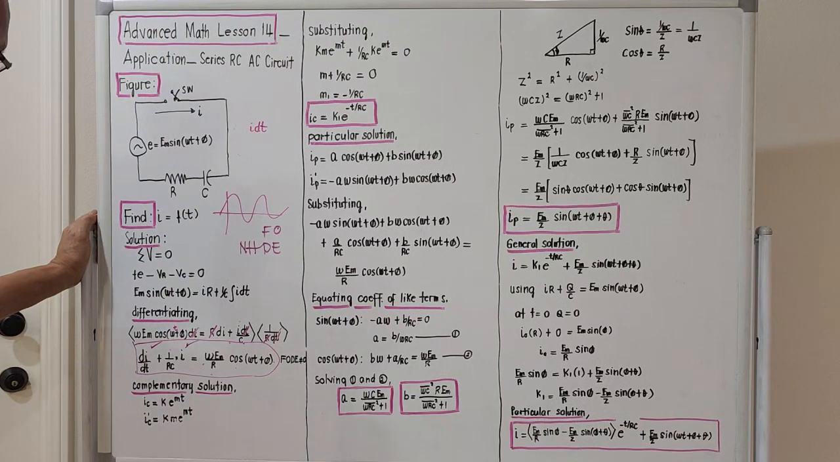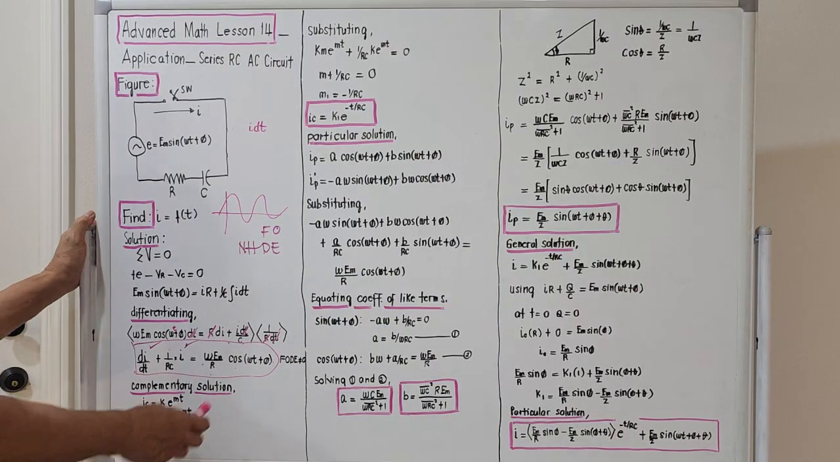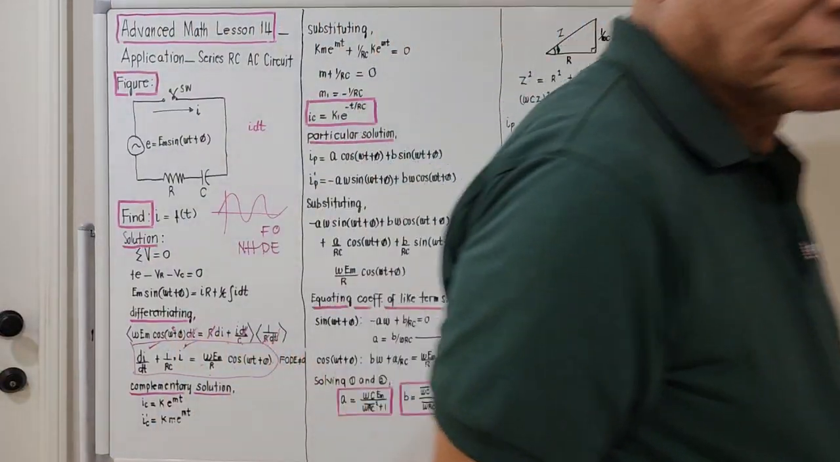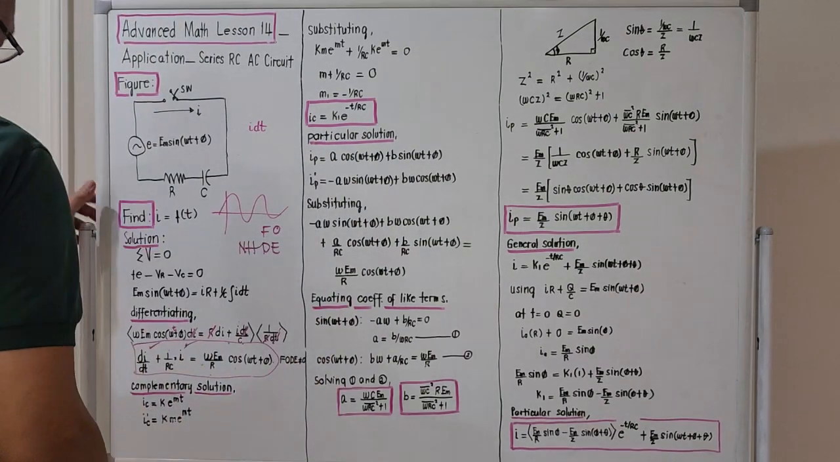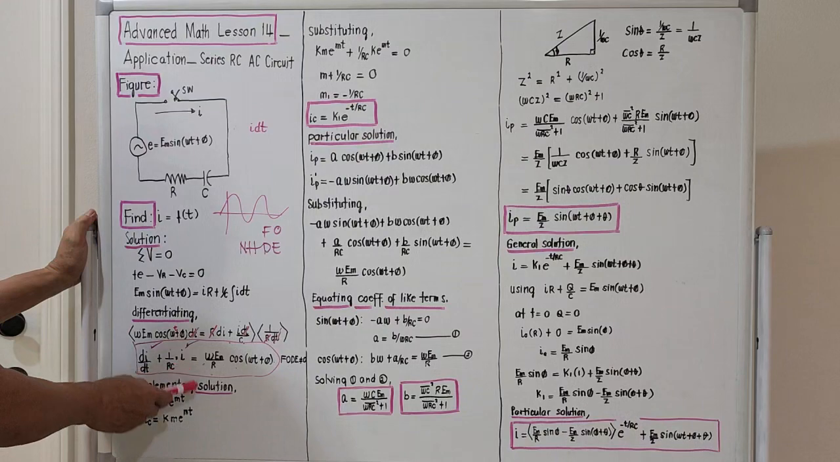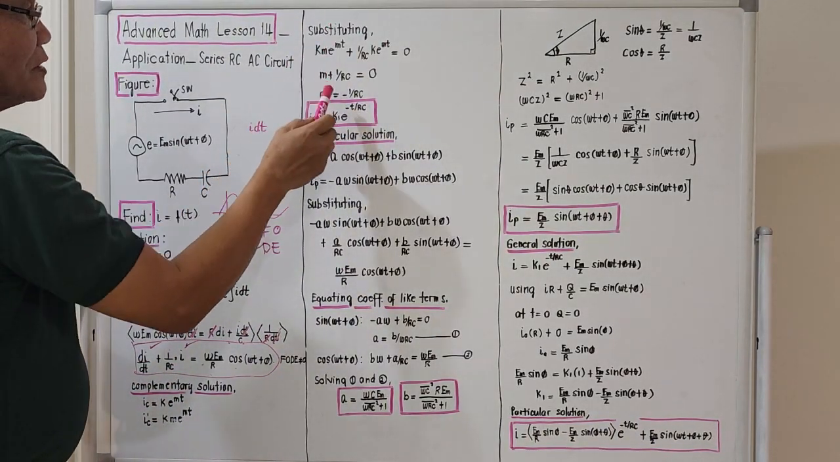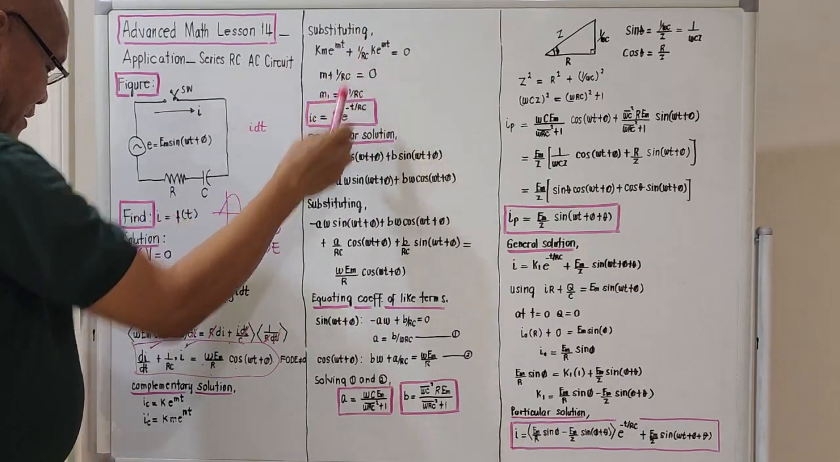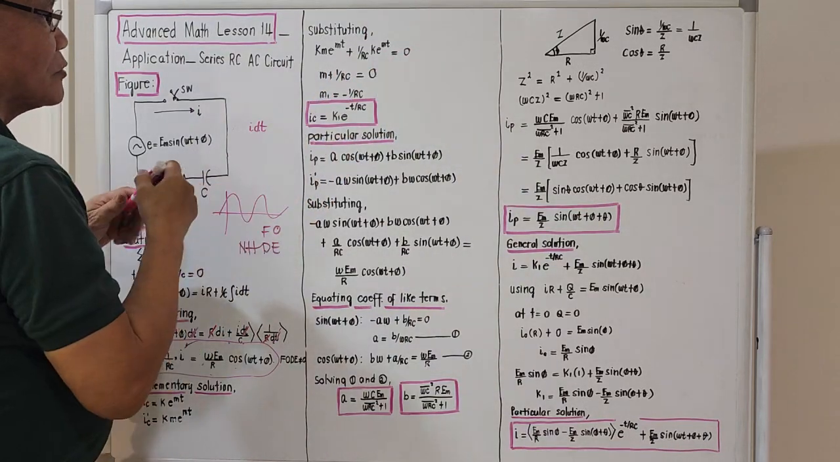As always, the complementary solution is k e raised to mt. First derivative will be km e raised to mt. We are given the first derivative. We'll go back here and substitute values. So what comes out will be km e to the mt plus 1 over RC, times k e raised to mt, and this should be equal to 0.